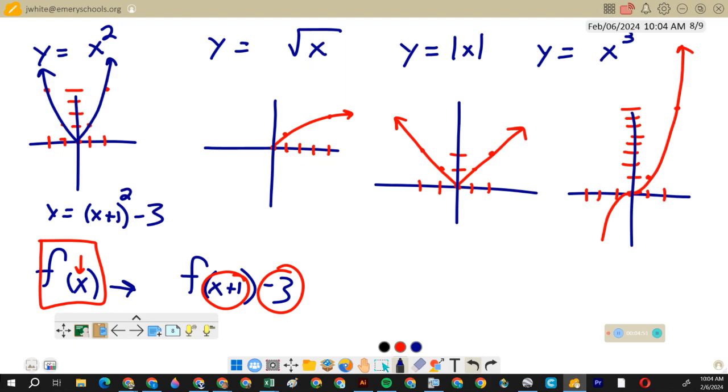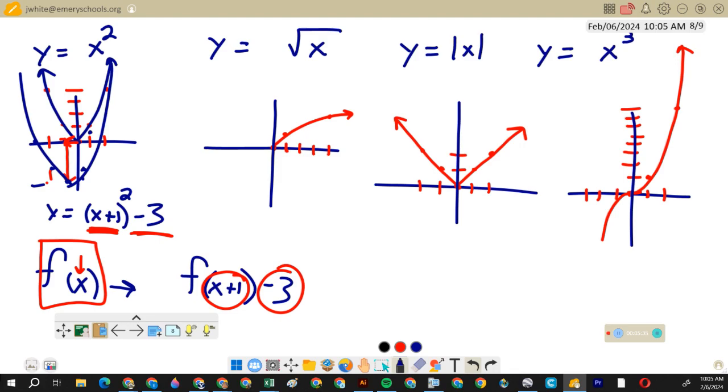The trick is, everything on the inside is going to work in the opposite direction that you think it should. So if we have x plus 1, you would think that that moves right 1, but the x-axis works backwards, so we would move left 1. And then the outside subtracting 3 is going to do exactly what you think it's going to do. It will drop 3. So this graph will move over 1 in this direction, and then it will drop 1, 2, 3, and then you need to graph those points. Over 1, up 1, over 2, up 4, and draw that graph.